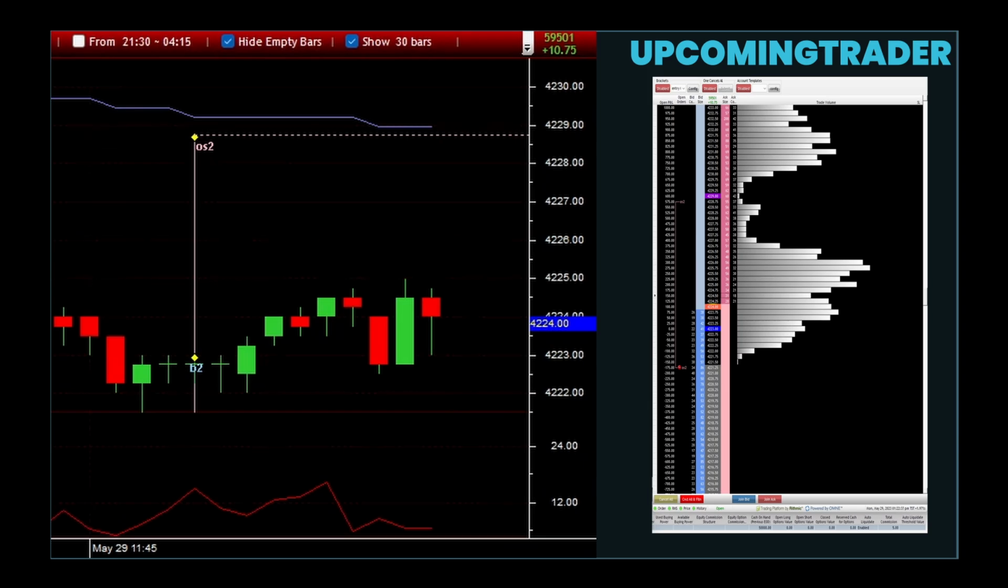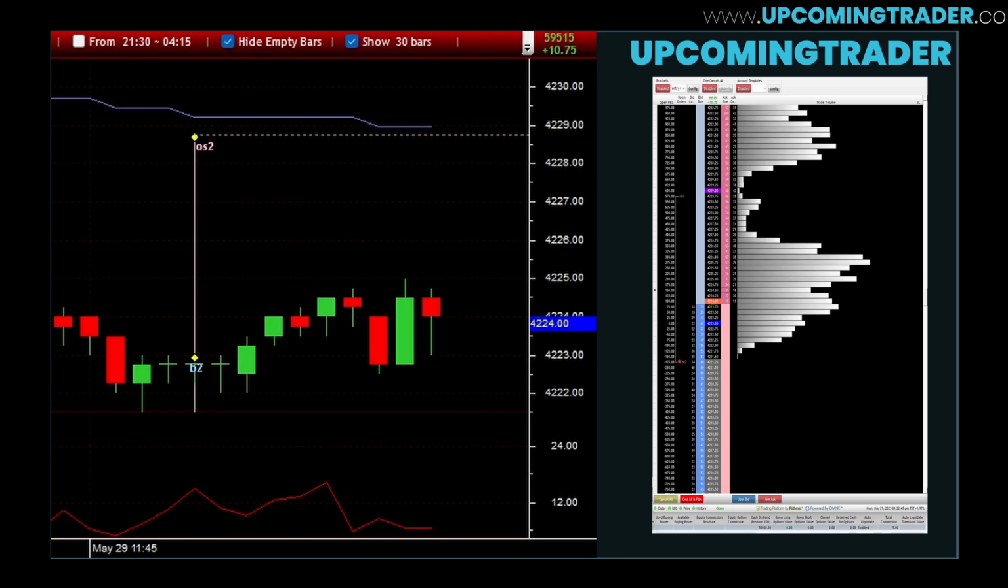Descending triangles are common in markets that are already trending downward, often appearing during a period of consolidation. They act as a continuation pattern, meaning that if the market is already moving down, the descending triangle signals that this downward movement is likely to continue. Traders watch for a strong breakout below the support level as confirmation that the price is continuing in that direction.